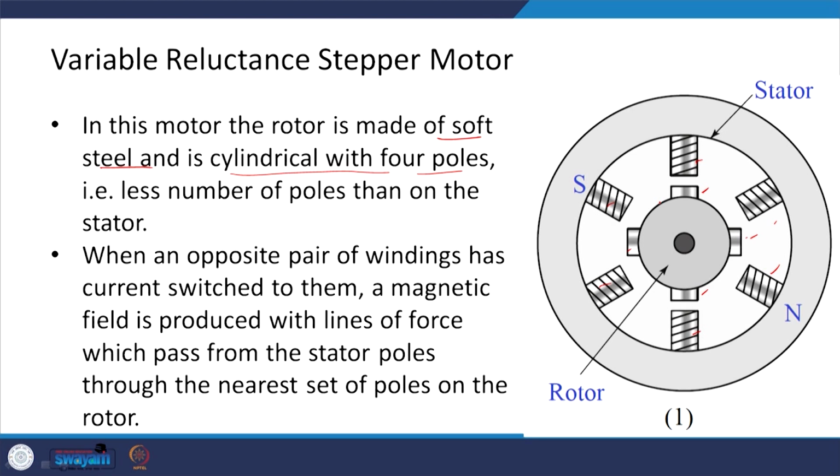Now, when an opposite pair of windings has current switched to them, the field is produced with lines of force which pass from the stator pole through the nearest set of poles on the rotor.